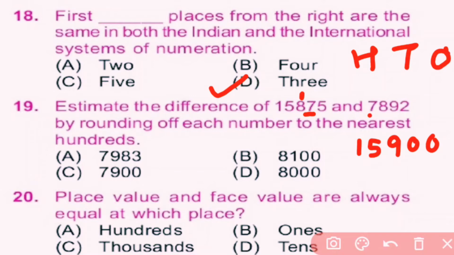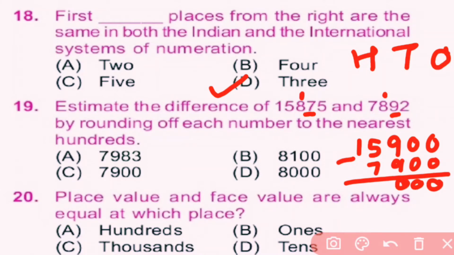And for 7,892, we check the tens place. It is also greater than 5. So we add 1 in the hundreds place and the remaining places become 0. So 7,900 is the rounded figure. And their difference is 8,000. So answer D is correct.